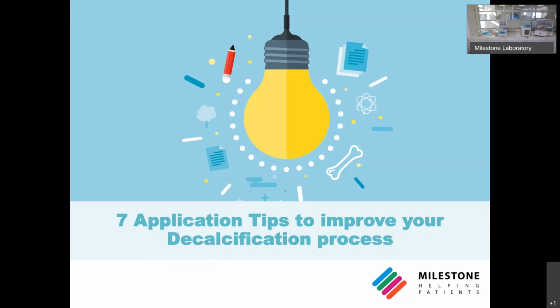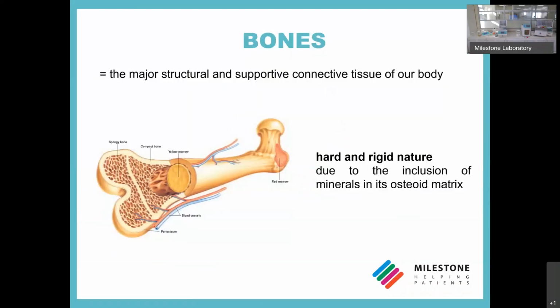Let's start with some information on the bones. Bones are the major structural and supportive connective tissue of our body. They have a hard and rigid nature due to the inclusions of minerals in the osteoid matrix that gives strength and rigidity to the body. From the next images, you will understand immediately what I have explained in the last minutes.